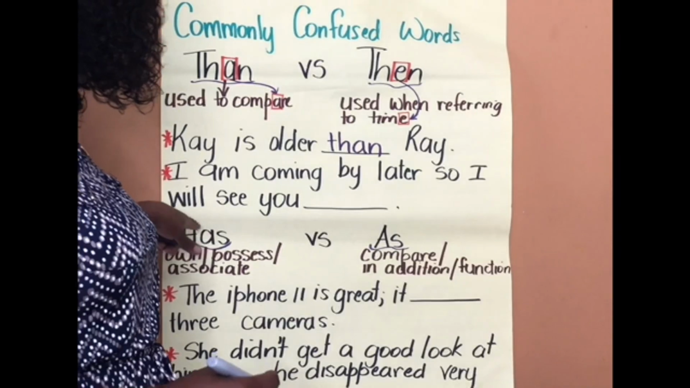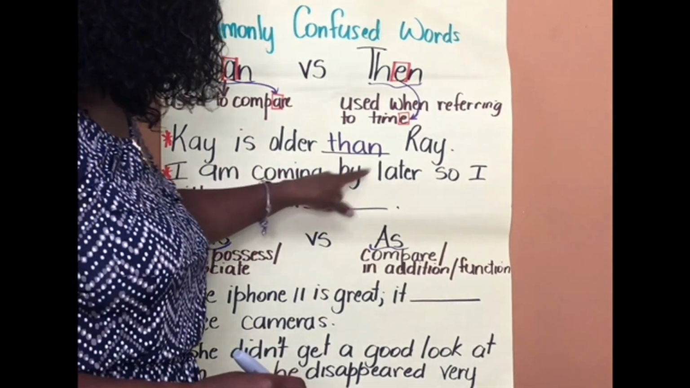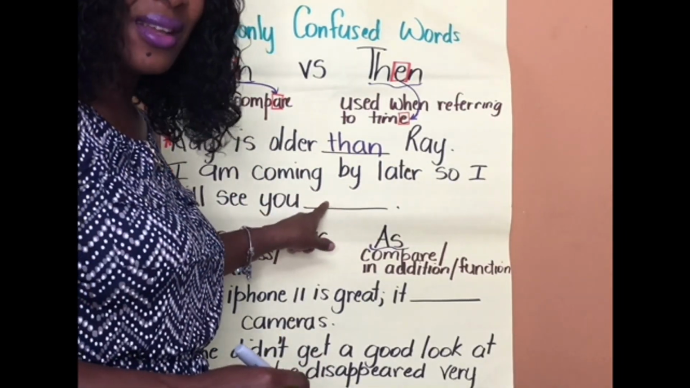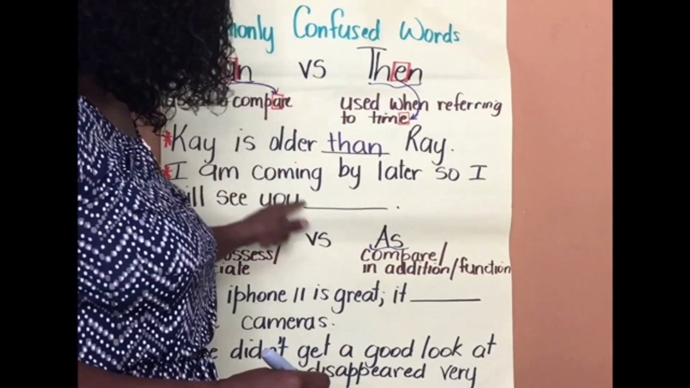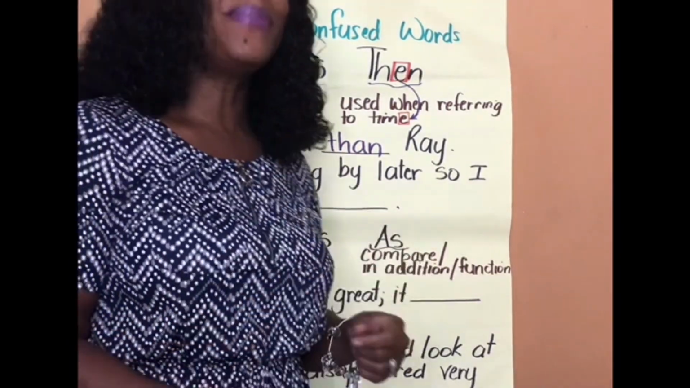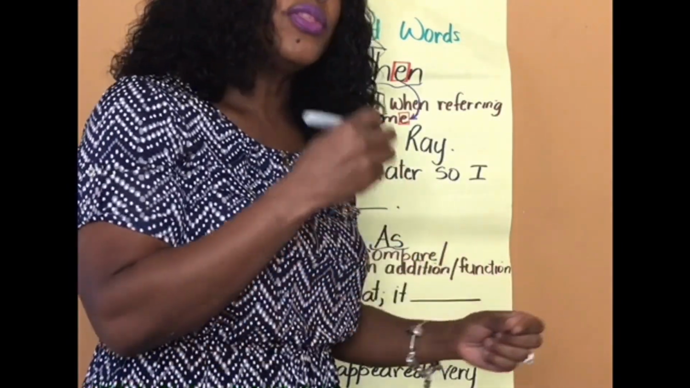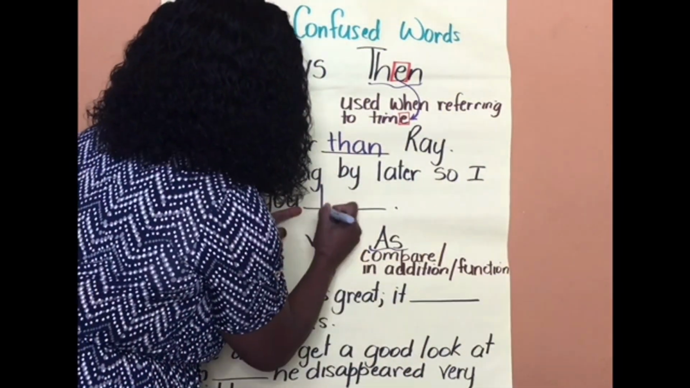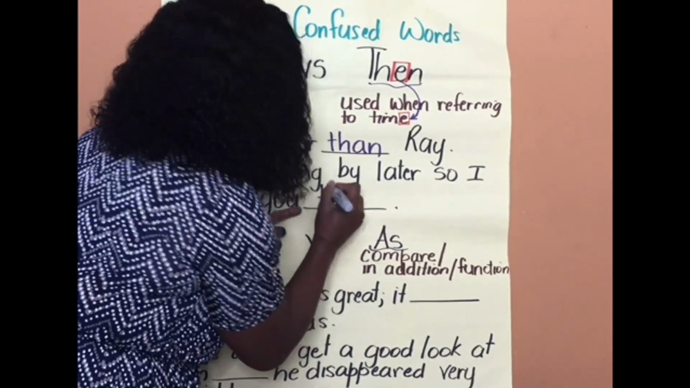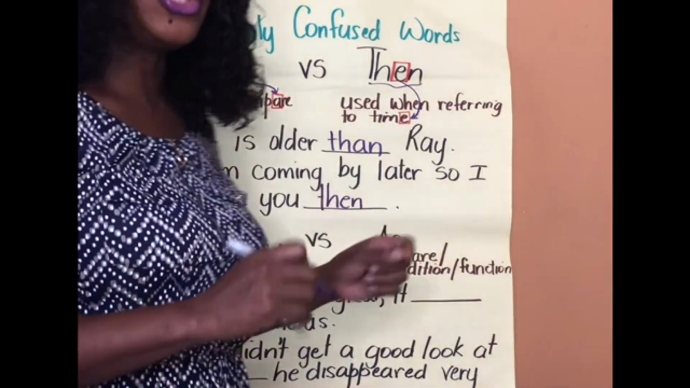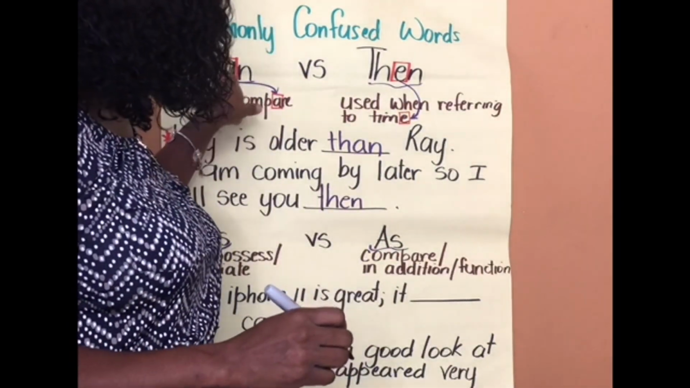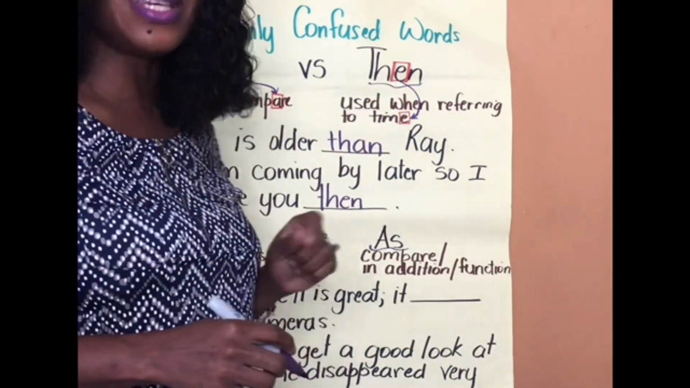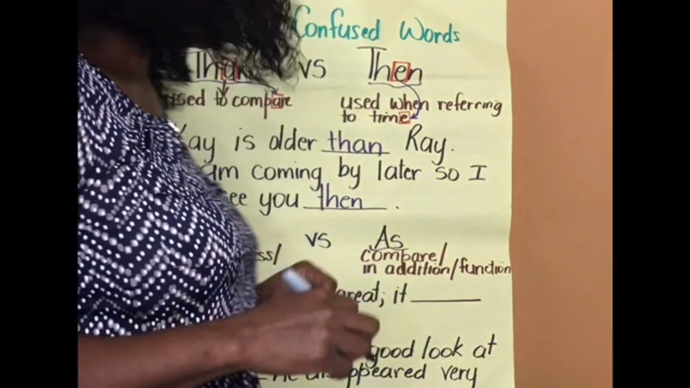Let's look at the next one. I am coming by later, so I will see you then. I am coming by later. So this time we're referring to time. I will see you then. THEN. So THAN, compare those 2 A's. THEN refers to time, those 2 E's. Hope that makes it easier.